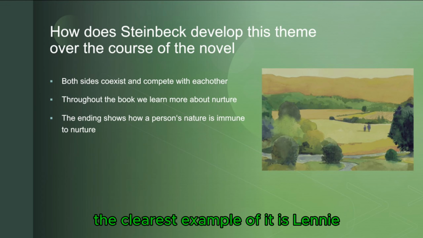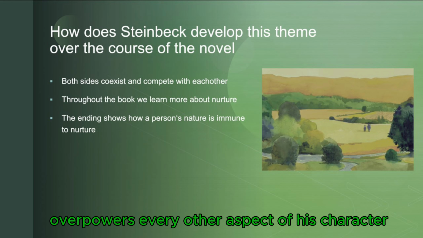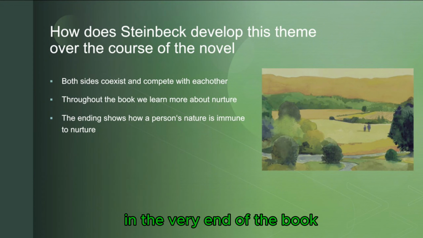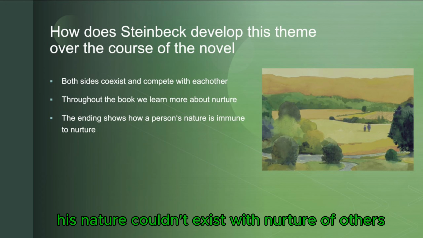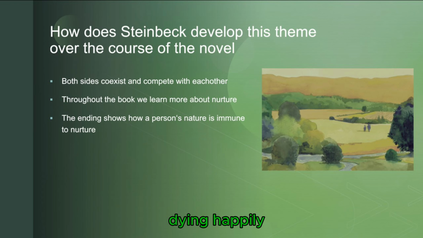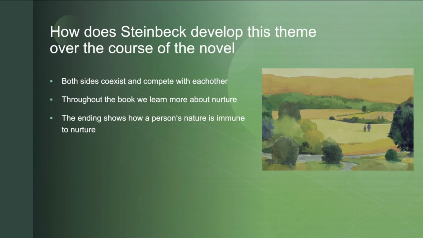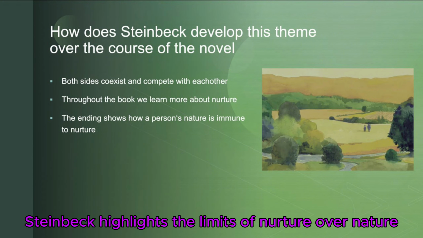The clearest example of it is Lennie, where we can see how his childlike mental state overpowers every other aspect of his character. In the very end of the book, despite George's efforts to guide Lennie and protect him, his nature wins. His nature couldn't coexist with the nurture of others. He gets a bullet straight in his head, dying happily with an unbending character, which indicates how humans' nature is immune to humans' nurture. So, overall, Steinbeck highlights the limits of nurture over nature.